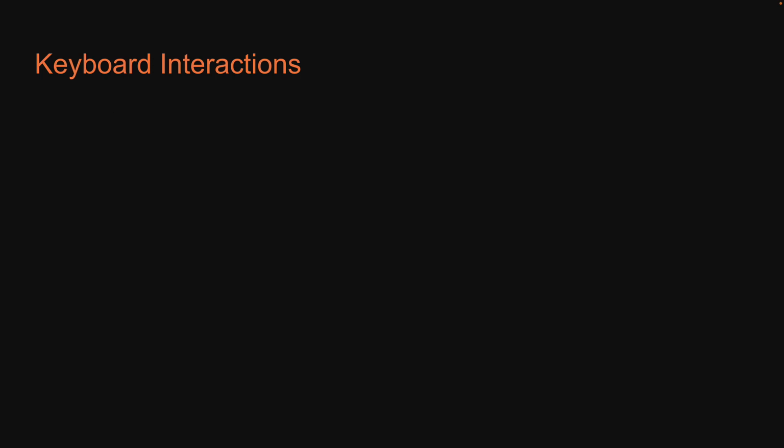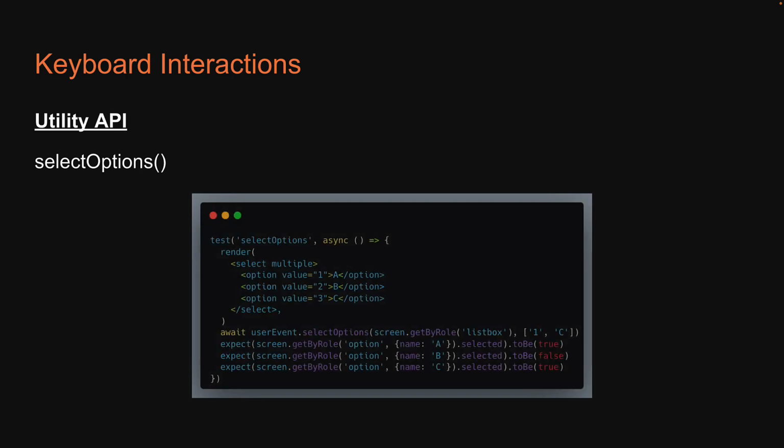The second and third methods are select options and deselect options. They are used to easily select or deselect elements in a select dropdown or a list box where you can select multiple elements. Here is an example of a test that uses the selectOptions API to select multiple options in a multi-select dropdown. You can specify either the label or the value for selection.